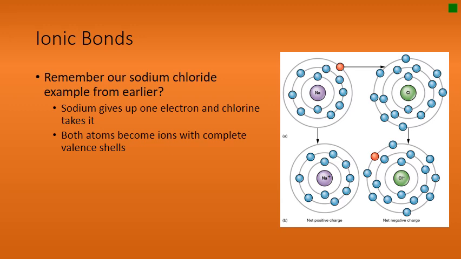Contrast that with chlorine, which has 7 valence electrons. So 7 electrons in its valence shell, again shell 3. And all chlorine wants is one more electron. So the most energetically favorable thing that can happen is for sodium to donate, to give away its one valence electron, give it to chlorine. Both atoms become ions. Sodium becomes the sodium cation, chlorine becomes the chloride anion, and now both have complete valence shells, but both have electrical charges.